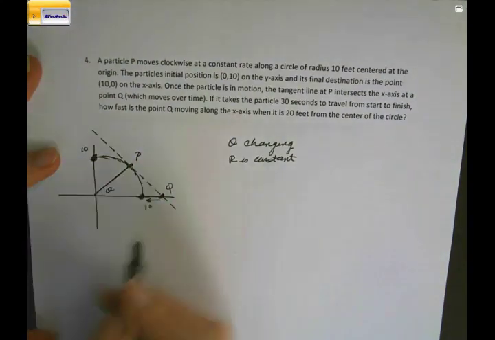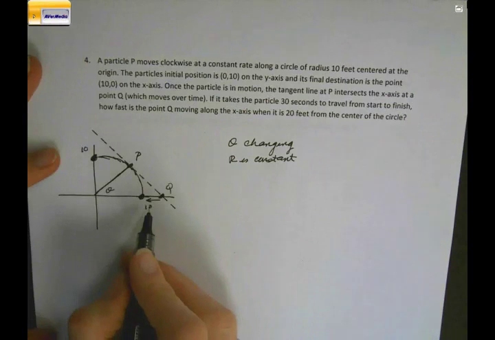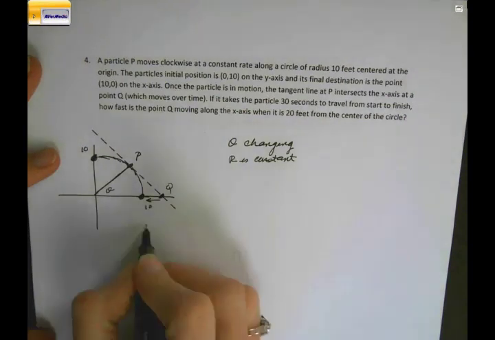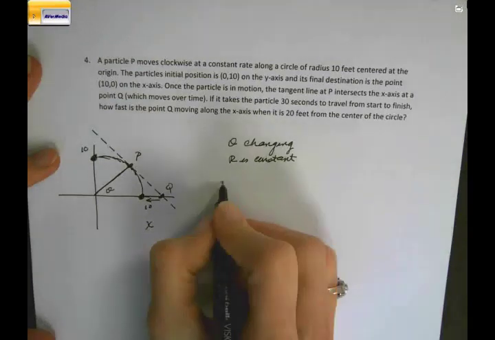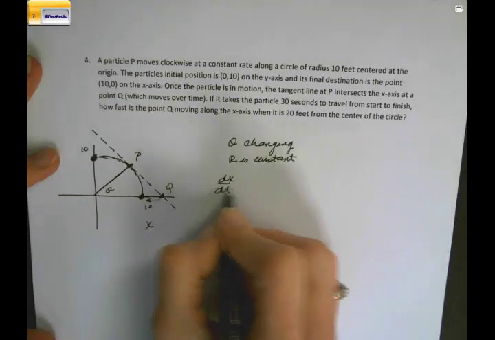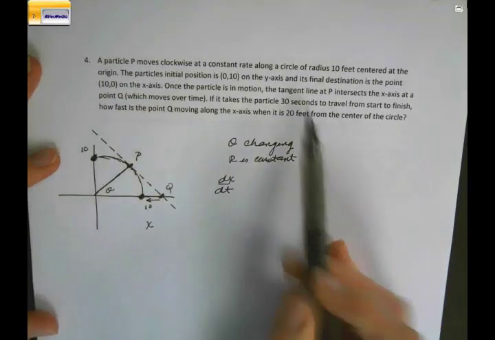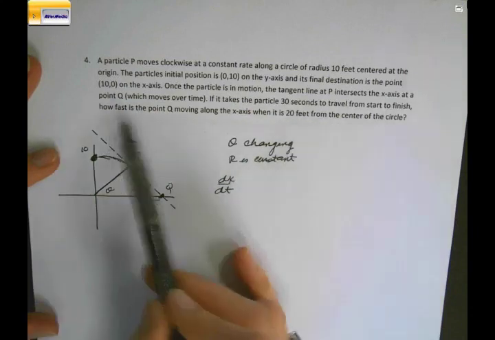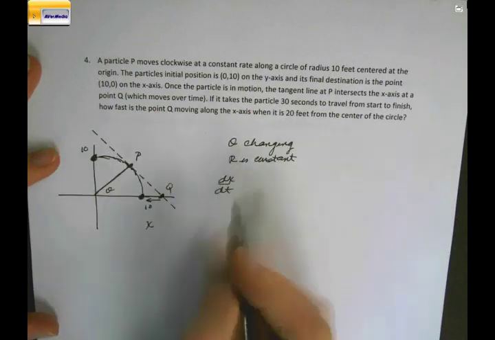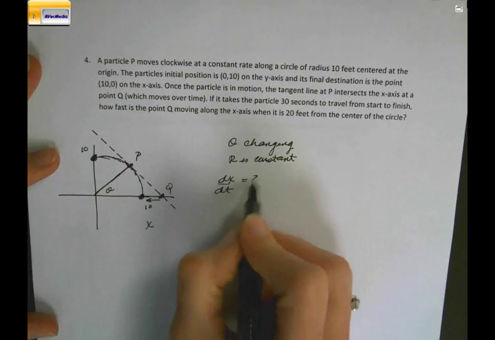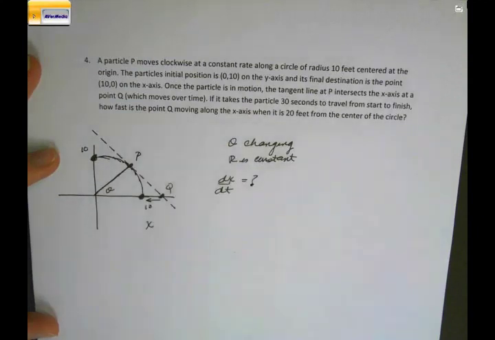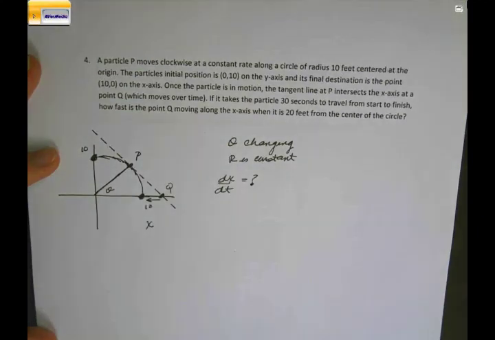They want to know about Q, and this Q movement is on the horizontal axis. So this is our X. Okay, the Q's movement is playing with X. And so dx dt is interesting. In fact, is that what they're asking? How fast is point Q moving? Okay, dx dt is the question. How fast is point Q moving?